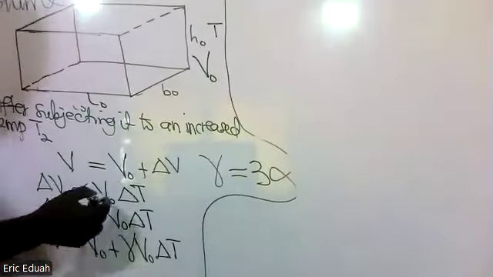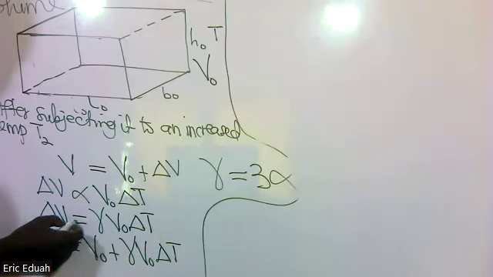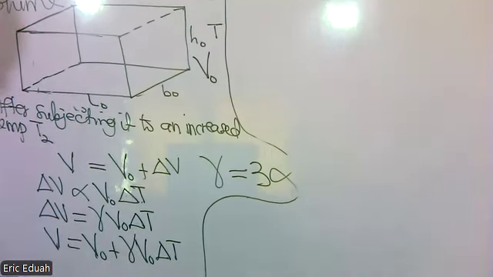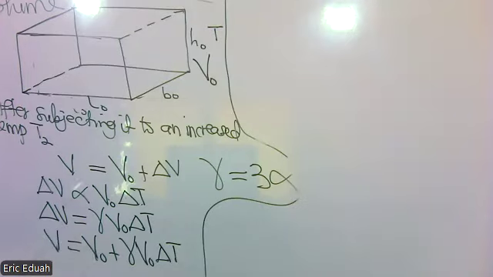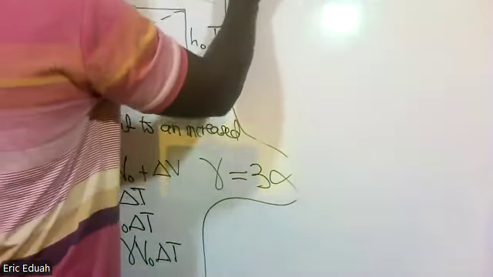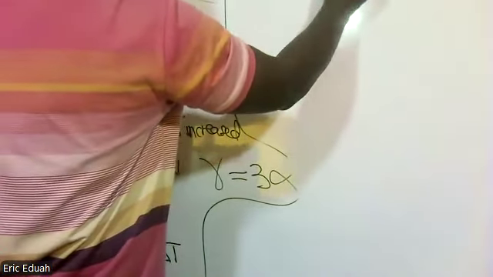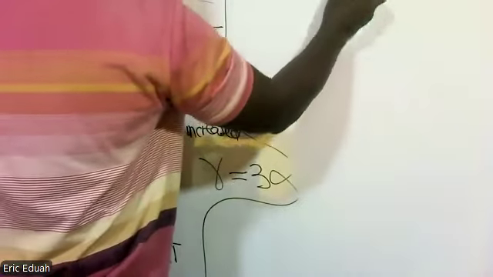The change in volume is directly proportional to the original volume times the change in temperature. Therefore, when we introduce an equal sign in order to establish an equation, the change in volume is equal to the constant of proportionality, which we are calling alpha here, which refers to the coefficient of volume or cubic expansion.